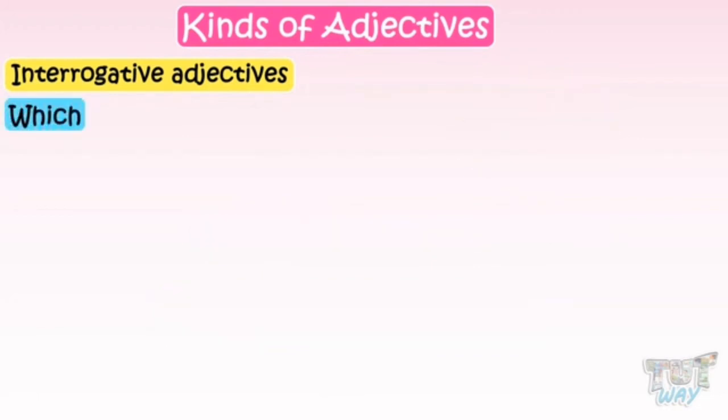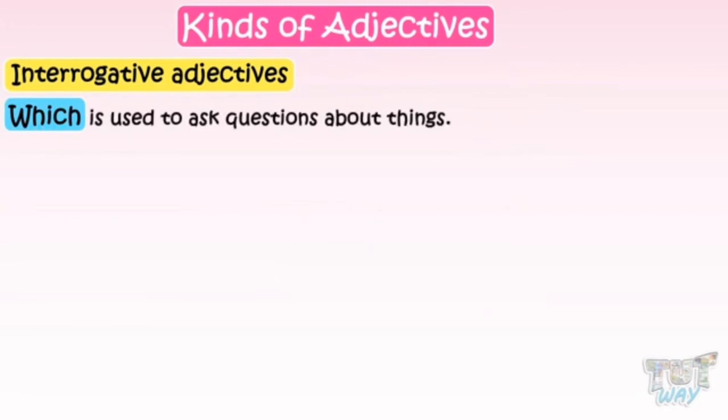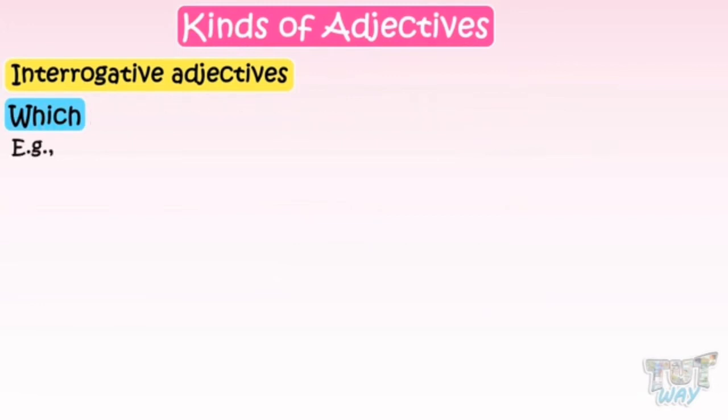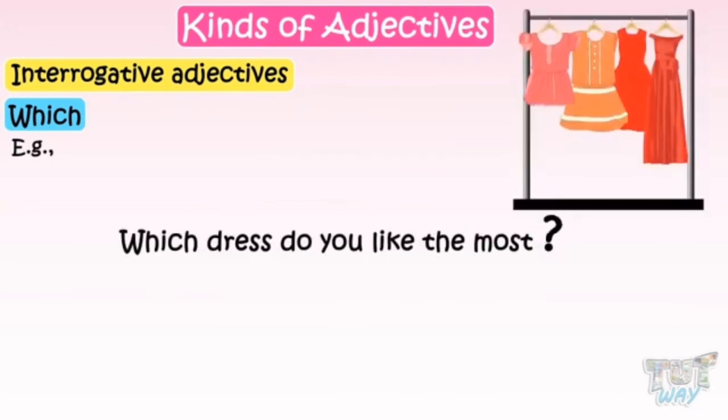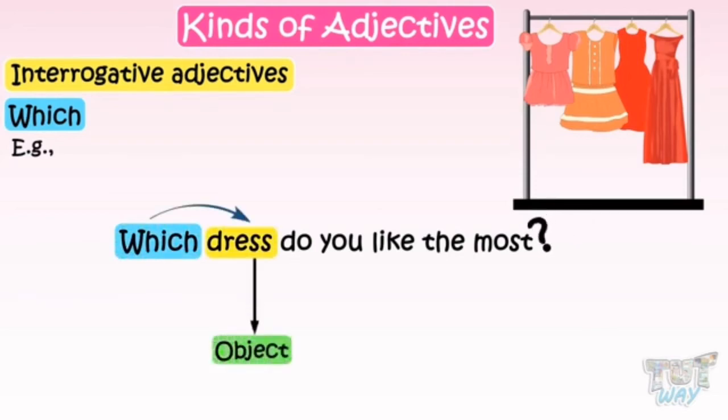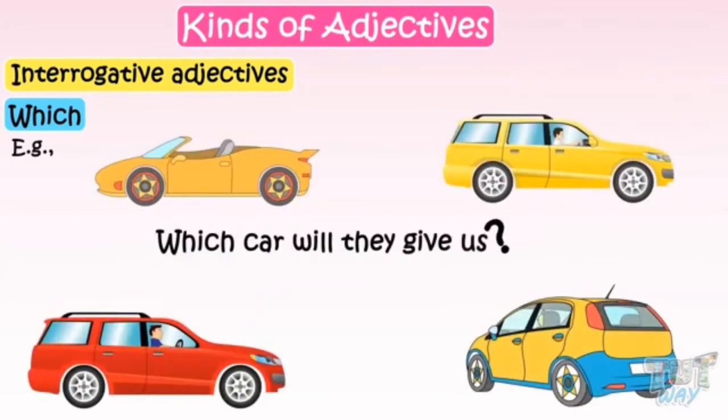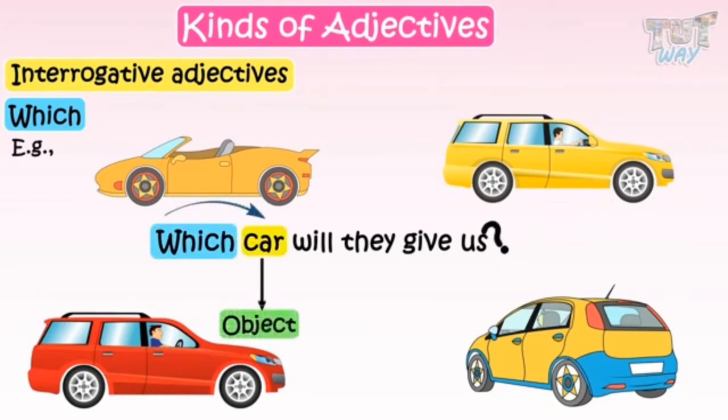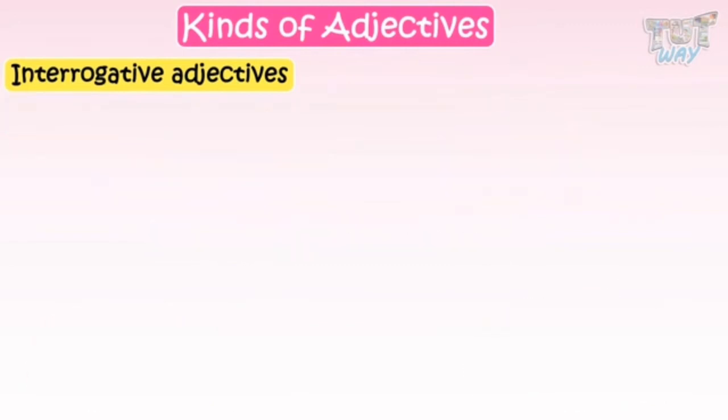They are interrogative adjectives. Which is used to ask questions about things. Which dress do you like the most? Okay? Now, which here is used to ask the question about the object dress. Which car will they give us? Which, of course, is also used to ask about an object, car. So, which is often used to refer to things.